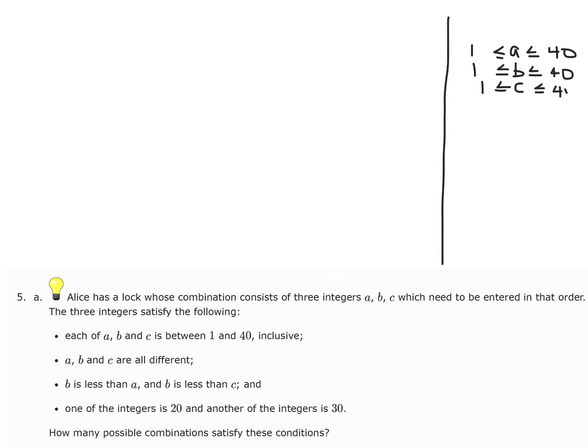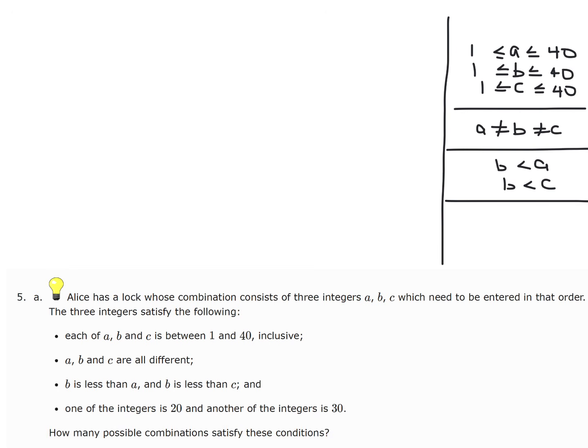Now, what's the next condition here? We've got, they're all different. So a cannot be equal to b, and a cannot be equal to c. And then b is less than a, and b is also less than c. Okay. And then one is 20, and one is 30. And I think that's it. All right, so let's see what we can get here.